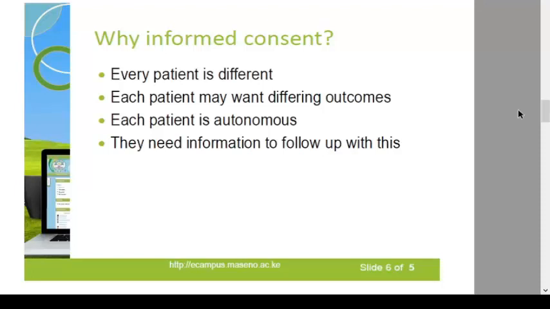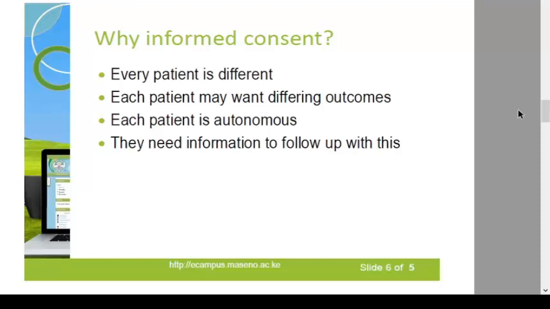Secondly, even as the provider might have specific outcomes in mind, the patient might have differing outcomes. So each patient may want varying outcomes. And I would like to give an example at this point, like if you have to do partial lobectomy or breast conserving mastectomy for a patient who has breast adenocarcinoma, whereas some patients would willingly settle for a modified radical mastectomy, other patients would want slightly different outcomes.